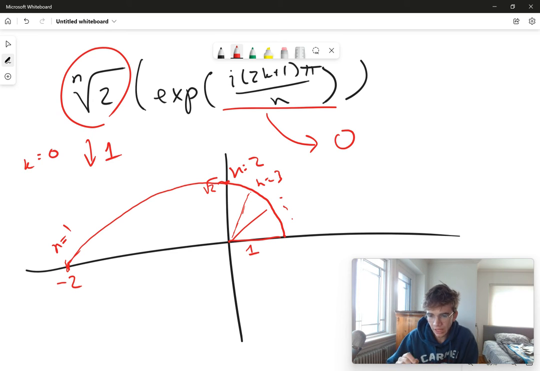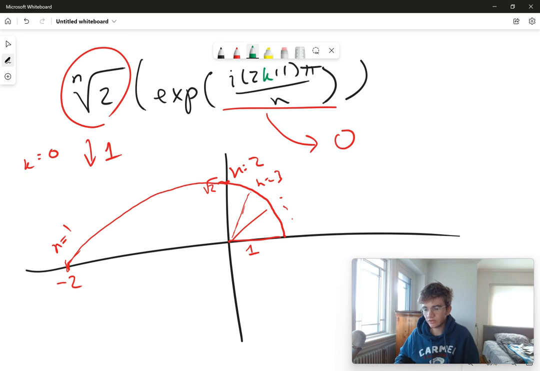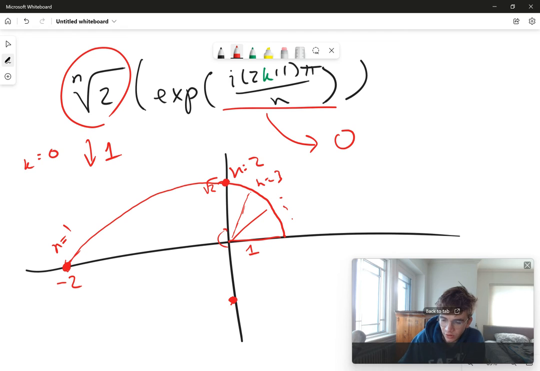If we allow k to take on all of its distinct values, so let's let k range in that set 0 to n minus 1. Then it turns out that for n equals 1, we only have one root to the equation. For n equals 2, we have two roots here and here, because I can always add an angle of pi. For n equals 3, I'm allowed to add an angle of 2 pi thirds.